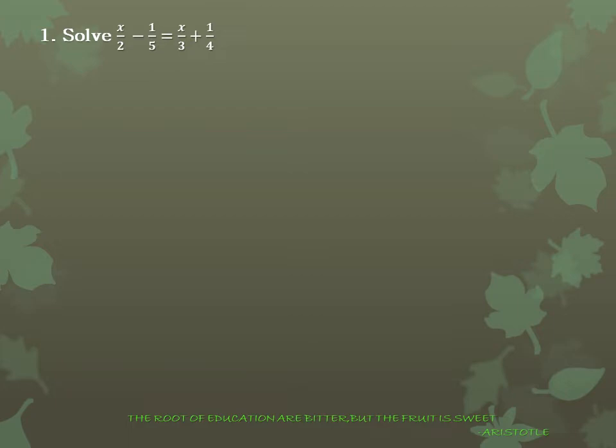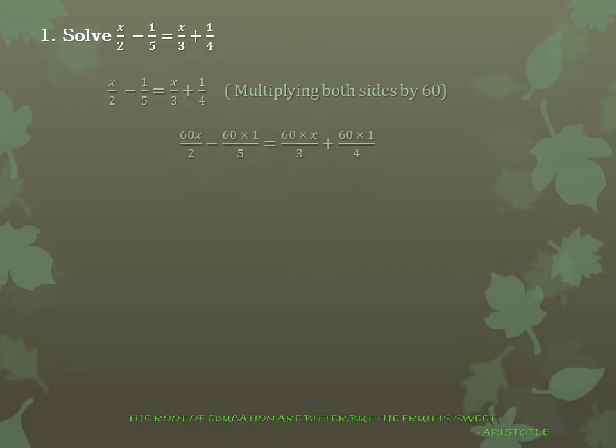Then what is the next step? We have to multiply each term by 60. Then it becomes 60 into x/2 minus 60 into 1/5 is equal to 60 into x/3 plus 60 into 1/4. Okay, you can cancel the common factors from numerators and denominators. You will get the equation in a simpler form.